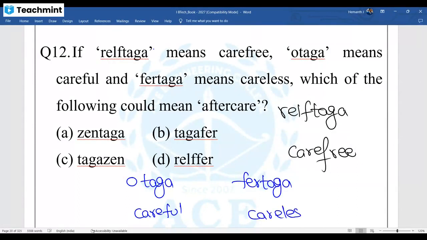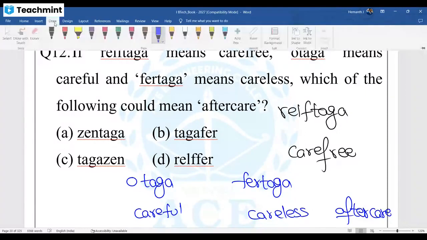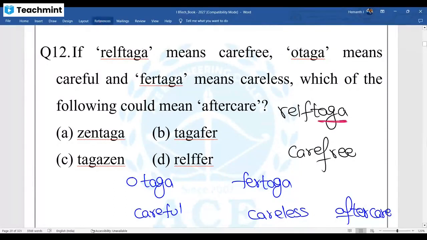Now finally they are asking the question for aftercare. Good question, actually given in the GATE exam. The same question you can check later. So one observation: in every given piece of information, what is common? TAGA is common and the code for that is care. TAGA means care, right? And one more observation is required.